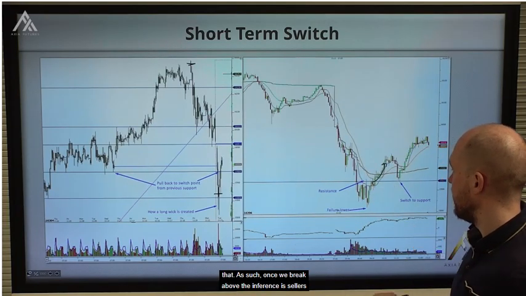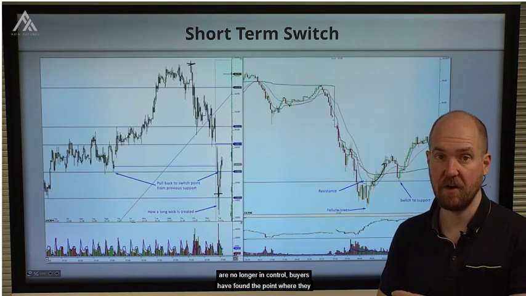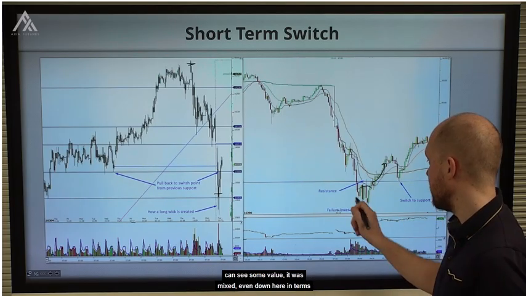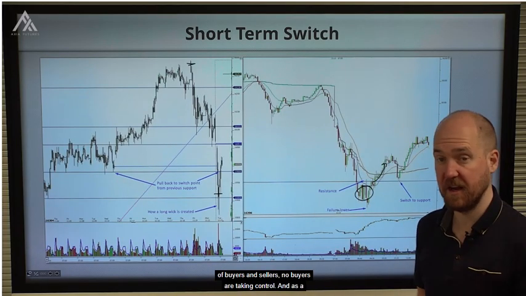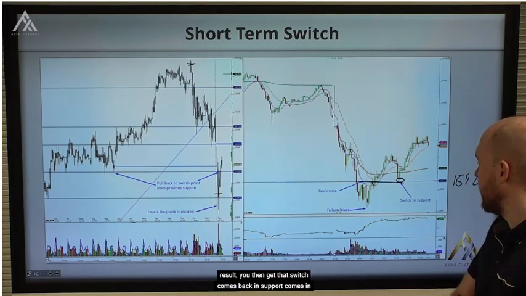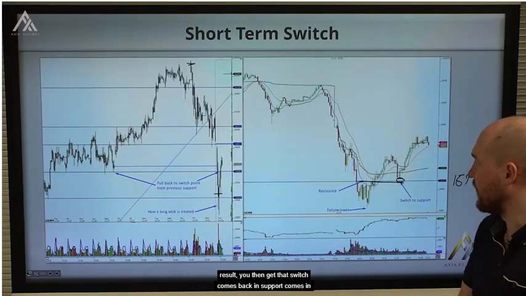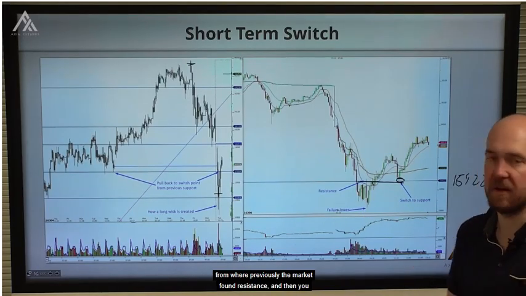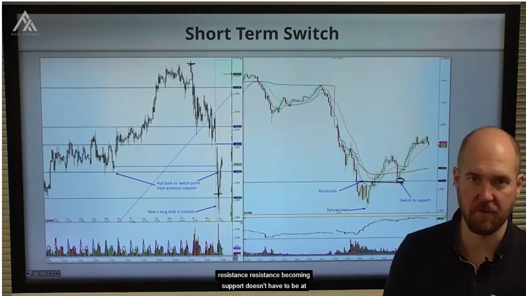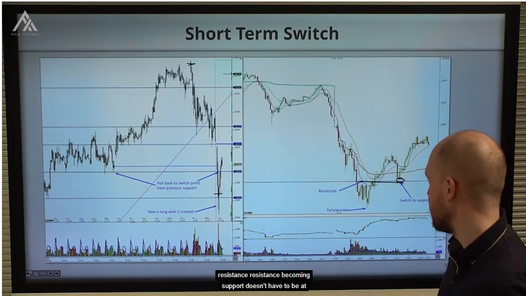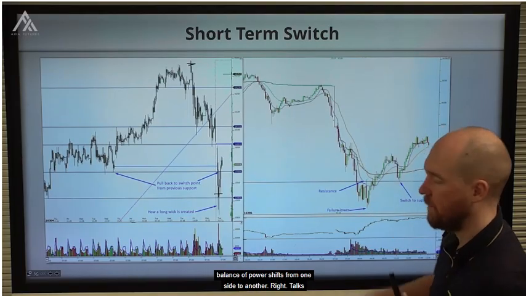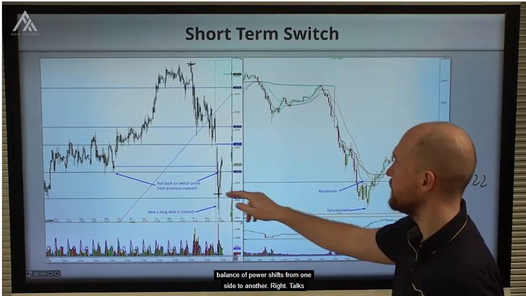As such, once we break above, the inference is sellers are no longer in control. Buyers have found the point where they can see some value. It was mixed even down here in terms of buyers and sellers. Now buyers have taken control, and as a result, you then get that switch comes back in, support comes in from where previously the market found resistance, and then you get that rally back up. This is that concept of support becoming resistance, resistance becoming support. It doesn't have to be at this point, and more often than not, it's the point where the balance of power shifts from one side to another.